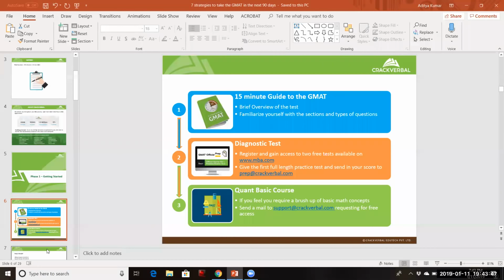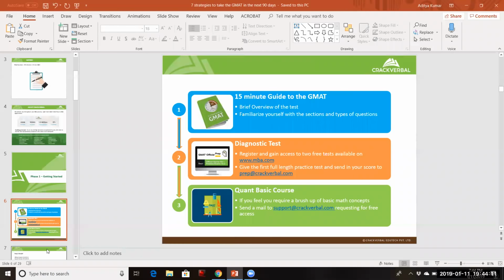Okay, so it makes sense for you to take up the diagnostic just for you to get a sense of what you're dealing with. And most importantly, what the diagnostic test gives you is a ground zero to start from. Now, why is that ground zero important? Because it gives you data on how you need to phase out your entire preparation. I'll give you an example.